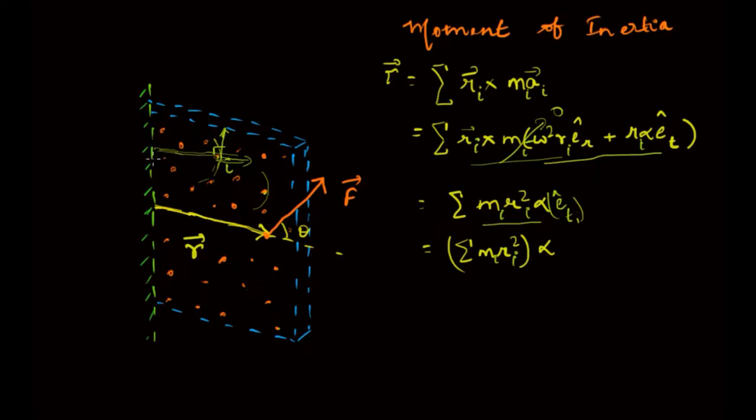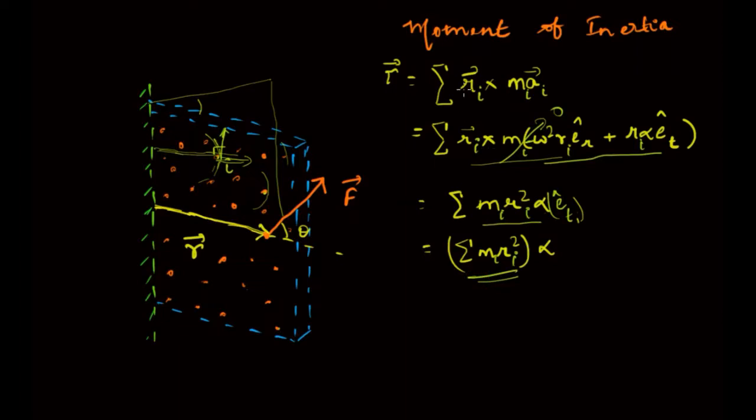This particle which is near to the hinge will have a smaller linear velocity. This particle which is away from the hinge will have a higher linear velocity. Why? Because in the same time interval, this particle covers a larger distance and this particle covers a smaller distance, but the angular displacement of both particles is the same, because in that same time interval they cover the same angle. So if this door moves from here to here, the angle which this particle traverses will be the same as the angle which this particle traverses. So the angular acceleration of each of these particles will be the same. So this angular acceleration can be taken out, and then this can be clubbed together.